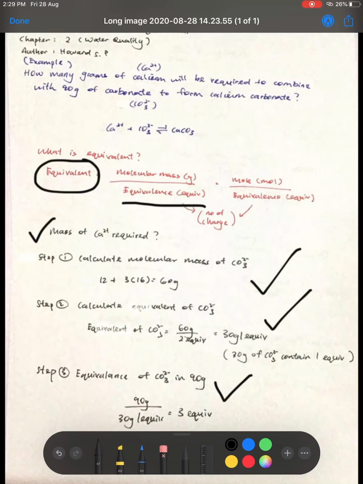And step 3, the equivalent of carbonate in 90 gram. So 90 gram divided by equivalent, you will find how many equivalent, how many charge, is inside 90 gram. In step 2, we calculated that 30 gram of carbonate contains 1 charge. So if 90 gram, it contains 3 charge, or 3 equivalents of carbonate.